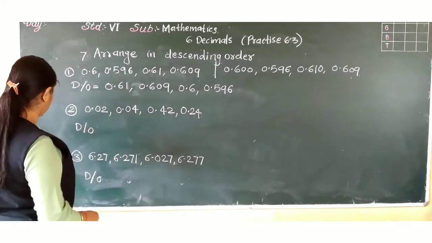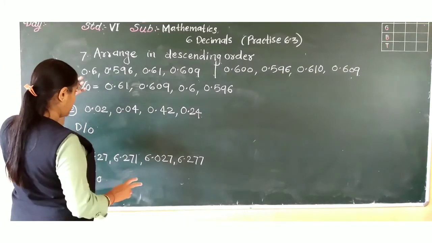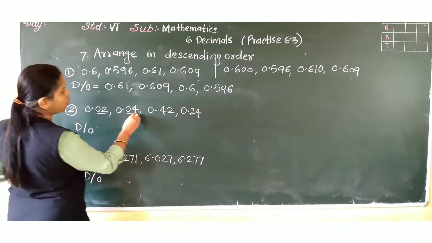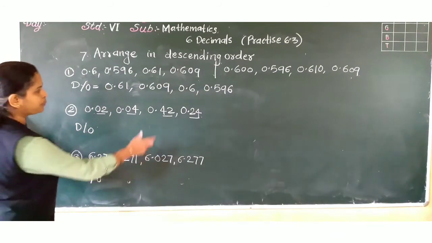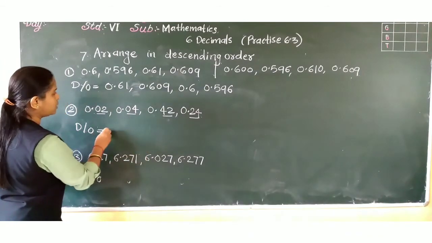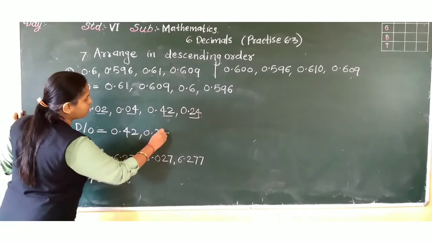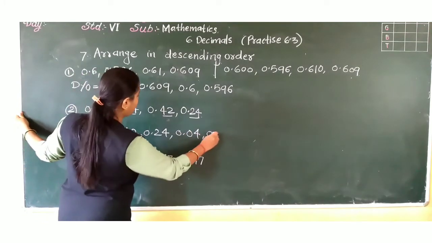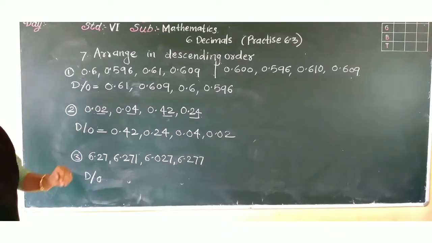Now next see here, they are like decimals only. Now compare 02, 04, 4 to 24. Who is greatest? 4 is greatest. So 0.4. Then 0.24. Then 0.04 and then 0.02. Okay? We have to arrange from greatest to smallest.